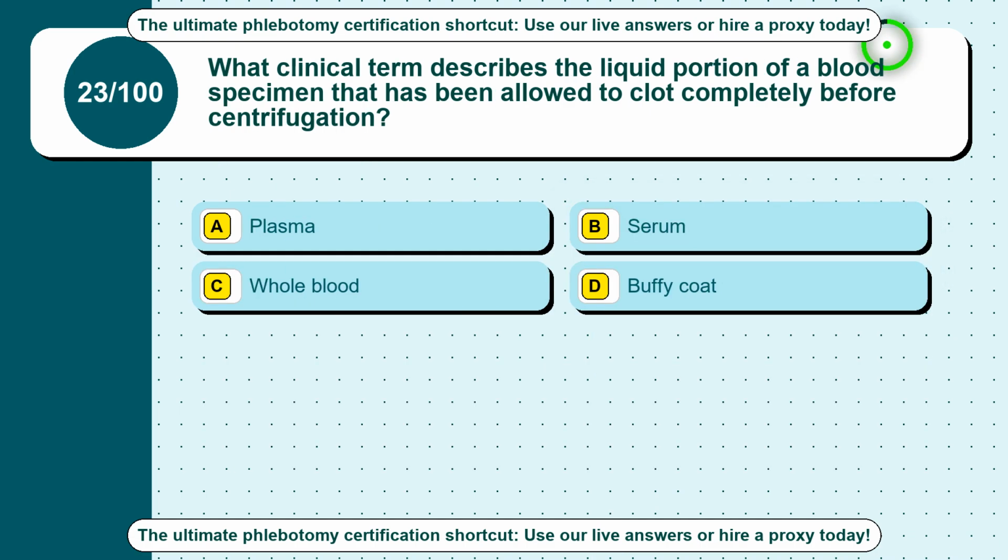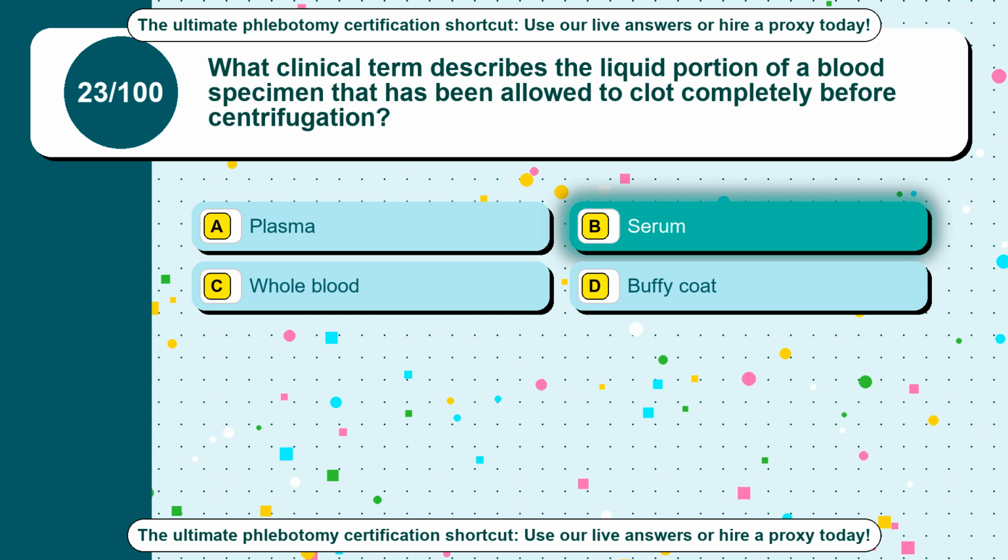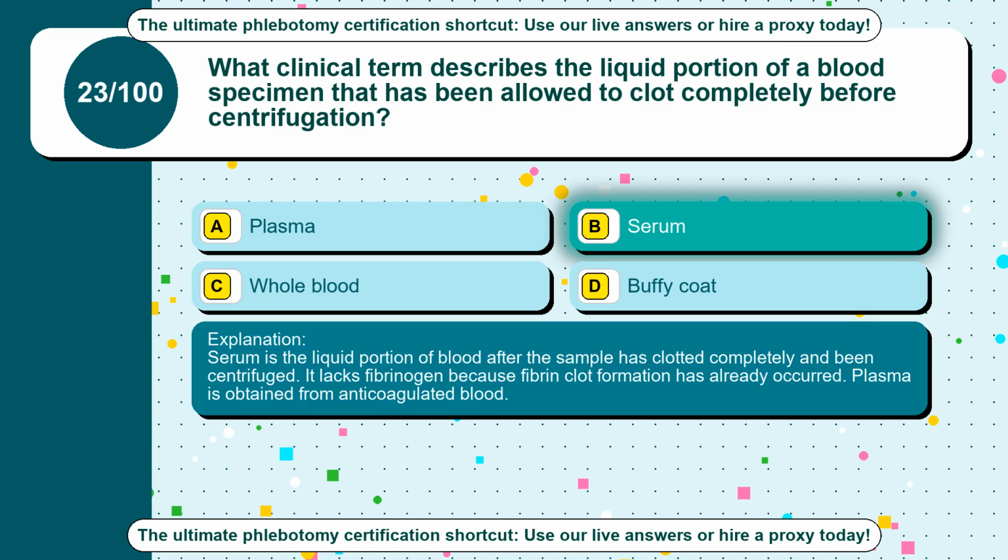Question 23. What clinical term describes the liquid portion of a blood specimen that has been allowed to clot completely before centrifugation? Option A. Plasma. Option B. Serum. Option C. Whole blood. Option D. Buffy coat. The correct answer is option B. Serum. Serum is the liquid portion of blood after the sample has clotted completely and been centrifuged. It lacks fibrinogen because fibrin clot formation has already occurred. Plasma is obtained from anticoagulated blood.